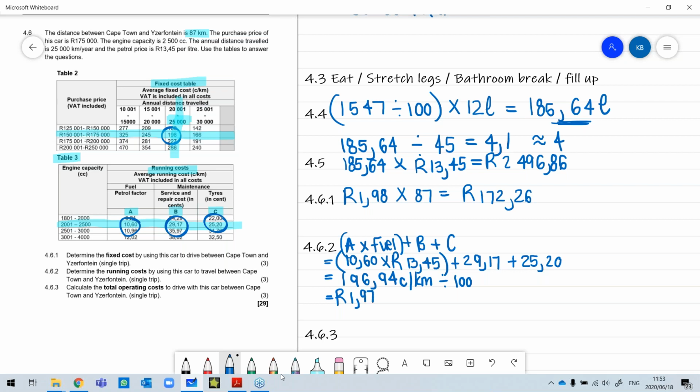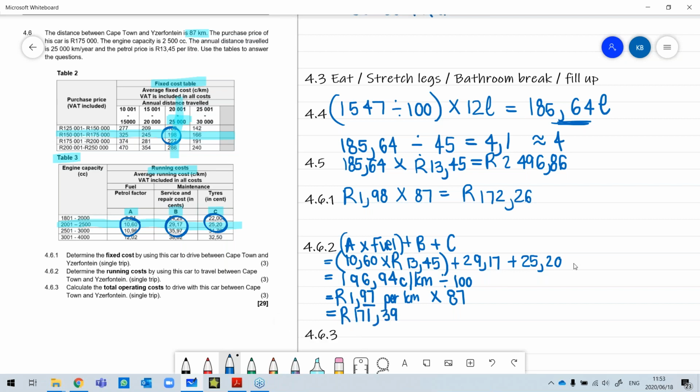Okay, now, very important, this is rounded off, and we are not yet done with our question. Our question asks, determine the running cost for the distance between Cape Town and Eiserfontein. So this is just Rand per kilometer. We still need to multiply that by the distance traveled, which is 87. This gives us a final answer of 171 Rand and 39 cents.